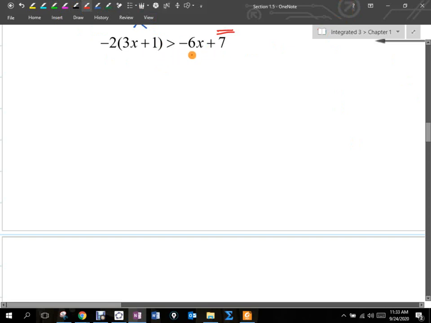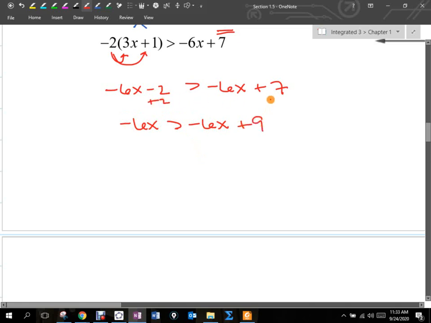What would you do first? Distribute. Okay. So -2 times 3x is -6x. -2 times 1 is -2. -6x plus 7. What would you do next? Add 2 to both sides, so I get -6x greater than -6x plus 9, right? Added 2 there, added 2 there. Now what'd you do?